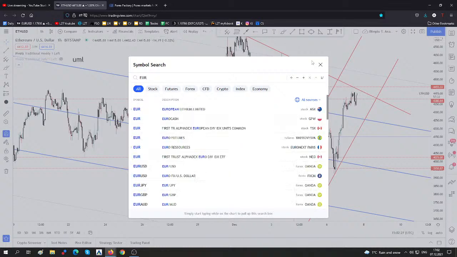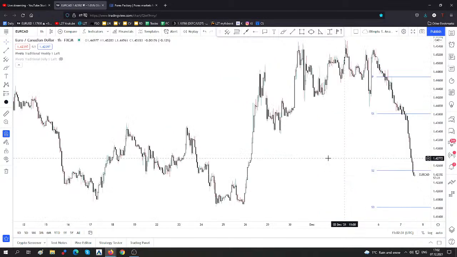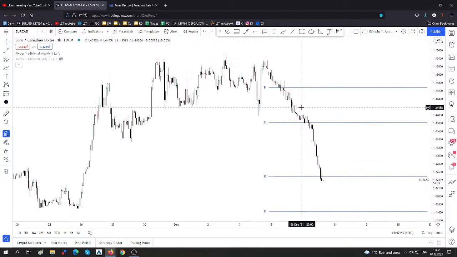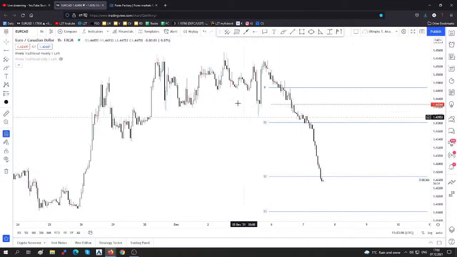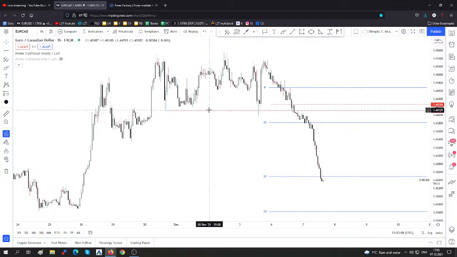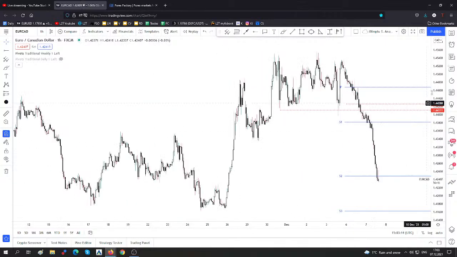EURCAD. Unfortunately, I've closed my short trade here in EURCAD. I had a sell stop around 1.4426, and I closed my short around 1.2422 or something, only because we had this support, and I told you guys that maybe it was a mistake, only because we had this strong sell-off.